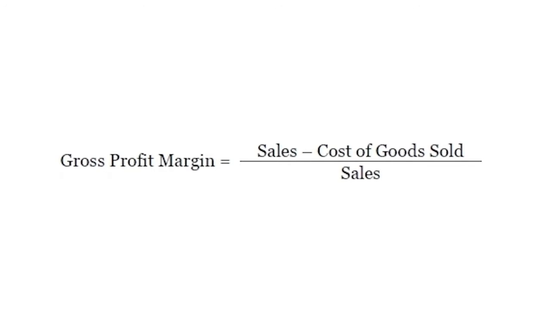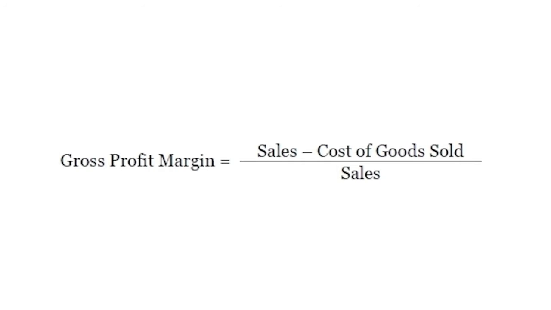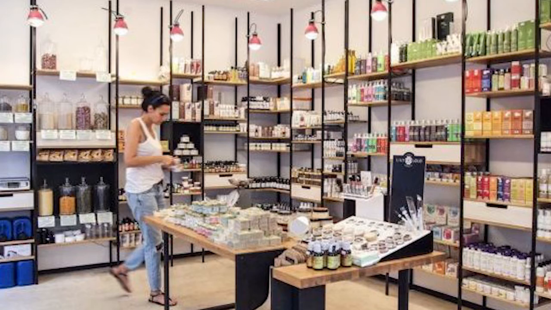A company's gross profit margin shows what percentage of sales remains after covering the costs of the sold inventory. This gross profit is used to cover overhead costs, with the remainder being the company's net income. Let's give you an example.